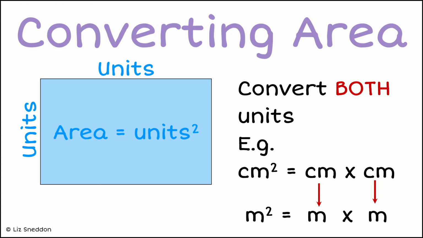So when I want to convert area, remember that an area has got these two different dimensions, and so I need to convert both of those dimensions. Centimetres squared is made up of centimetres times centimetres, and that means each of those units needs to be converted into metres squared.